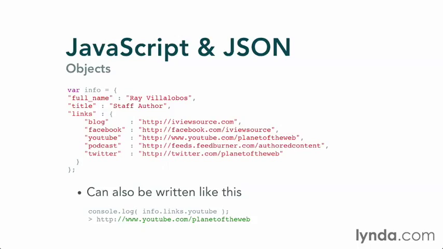The value of any element can also be an object. In this form, you can access the elements using simpler dot notation. So to get to the YouTube link, you would type info.links.youtube.